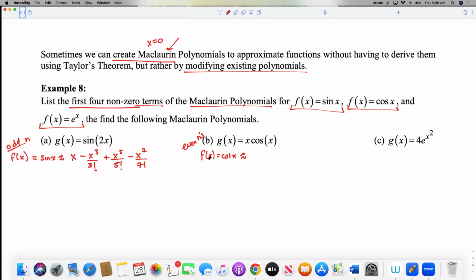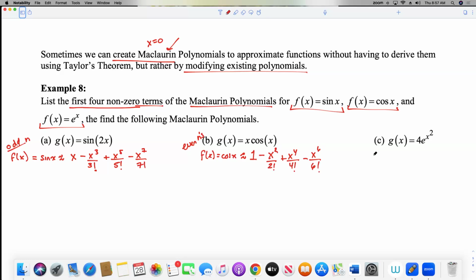And then cosine of x is the evens. And the evens will start at 0. Okay, so it does start at 1. And a good way to remember that is we know that cosine's function at 0 does start at 1. Okay, and then sine does start at 0. So that's why the first one's x and this one's 1. All right, and then minus x squared over 2 factorial plus x to the 4th over 4 factorial minus x to the 6th over 6 factorial. 1, 2, 3, 4.